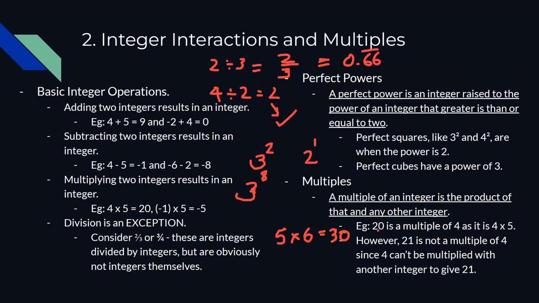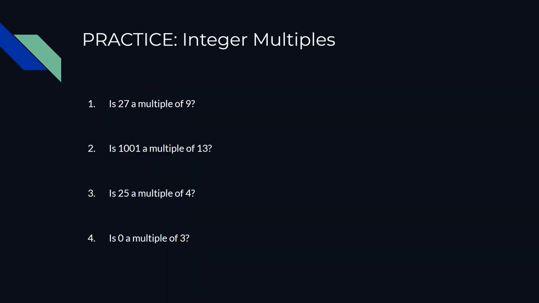And another example is 20. It's a multiple of 4 because it's 4 times 5. On the other hand, 21 is not a multiple of 4 since you can't multiply 4 with another integer to give you 21. Now do some practice over here. So pause the video, get the answers for this. So I hope that's enough time for you. If it isn't, just pause the video again, check now. But here are the solutions.